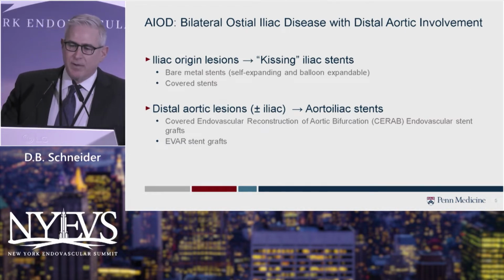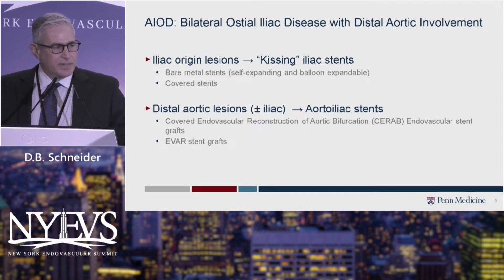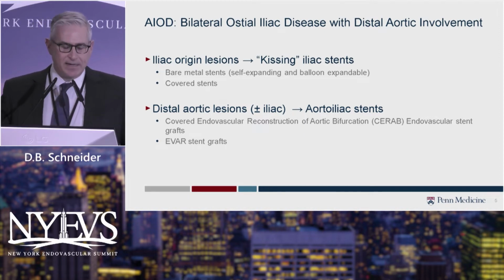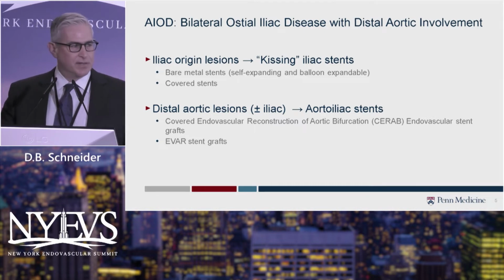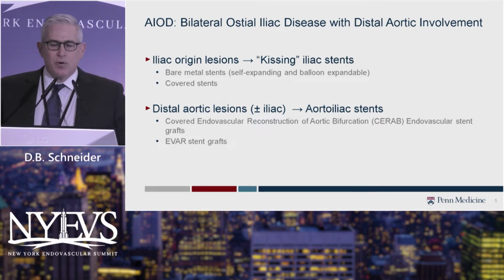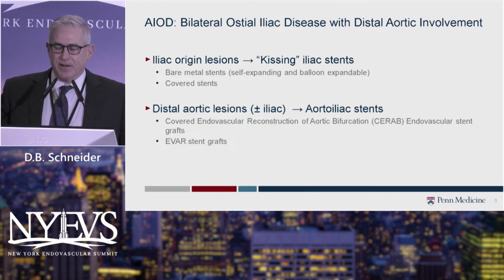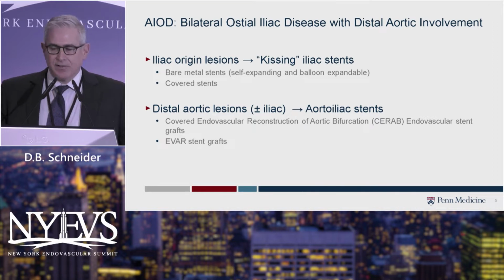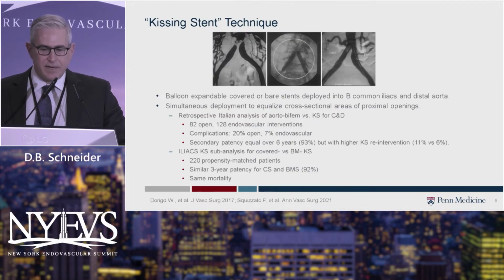So I think when we're talking about ostial iliac disease and distal aortic involvement, what we're really trying to decide is, is this primarily iliac disease, in which case we're usually using a kissing iliac stent approach, and you can use bare metal stents, self-expanding, balloon expandable. You can use covered stents as well, and I'll go into a little bit of that. Or are you dealing with really aortic disease, distal aortic disease, that may or may not also involve the iliacs? And that's when you start talking about aortoiliac stenting using techniques like CERAB or actually even using EVAR stent grafts.